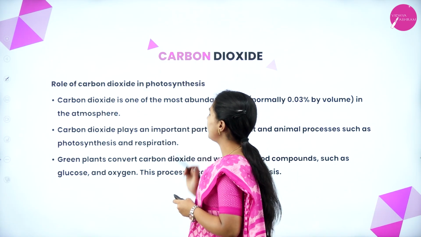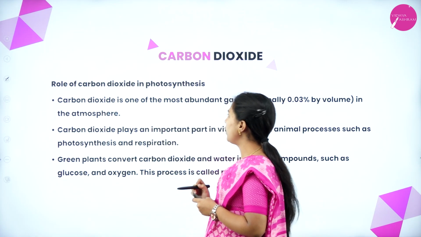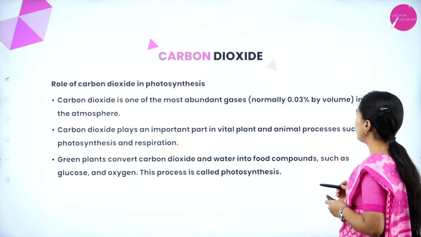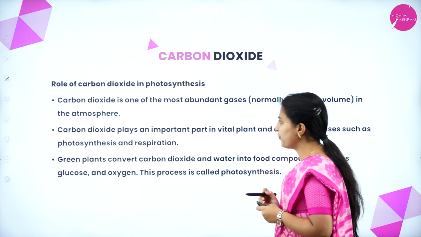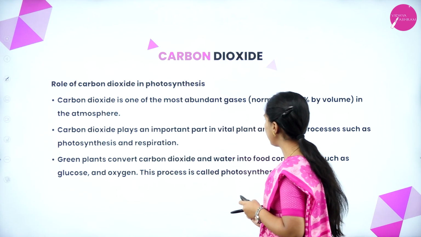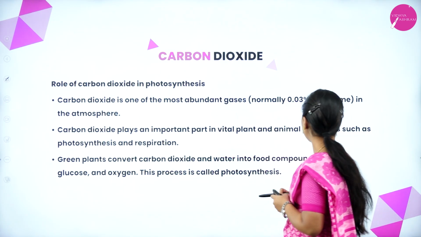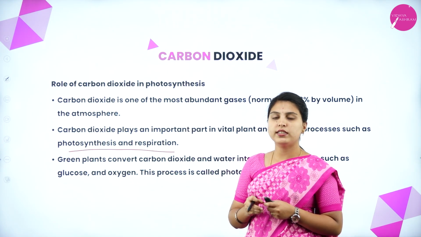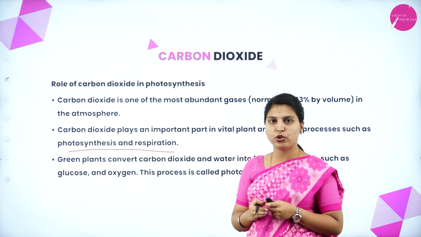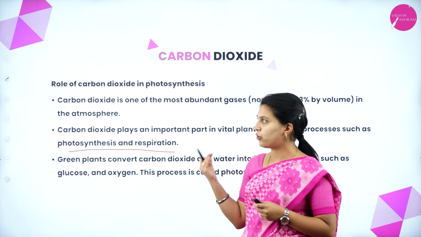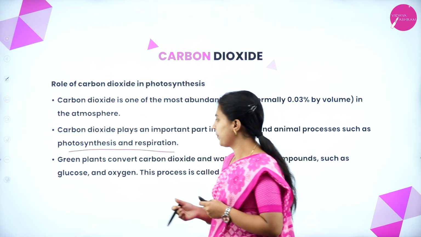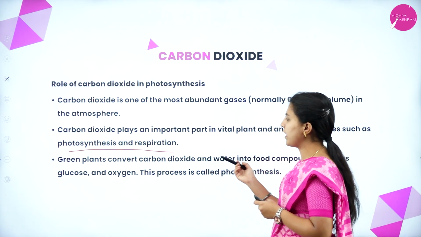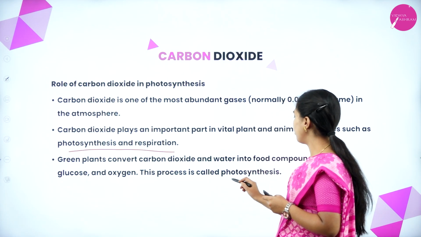Next, the role of carbon dioxide in photosynthesis. Carbon dioxide is one of the most abundant gases, normally 0.03% by volume in the atmosphere. Carbon dioxide plays an important part in vital plant and animal processes such as photosynthesis and respiration. We know that photosynthesis needs carbon dioxide, by which glucose forms, and respiration also requires carbon dioxide. Green plants convert carbon dioxide and water into food compounds such as glucose and oxygen. This process is called photosynthesis.